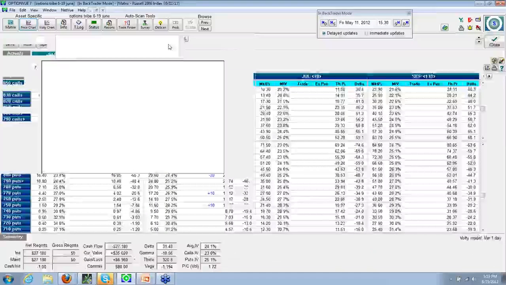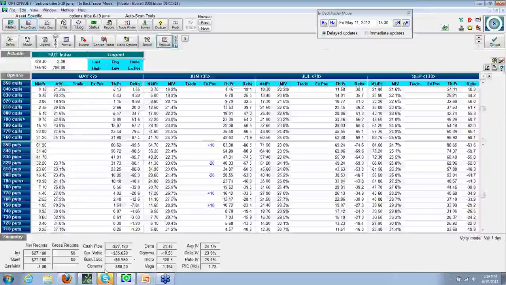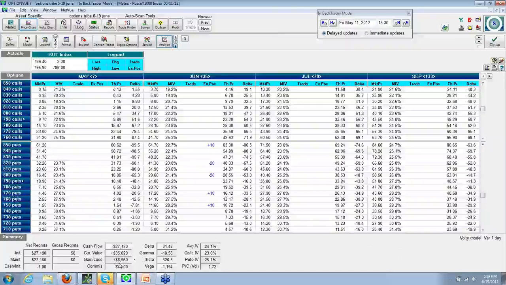Our analyzed graph still looks really good, about perfect. Position's up almost $7,000. Everything looks fine here. So we move along until the 16th. Let's hop into the 16th here.